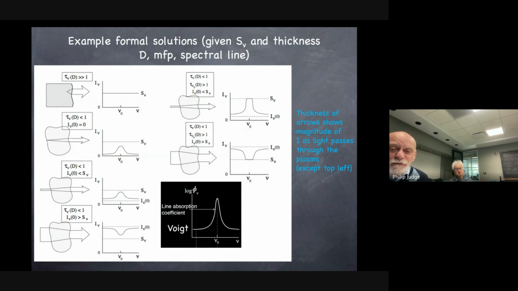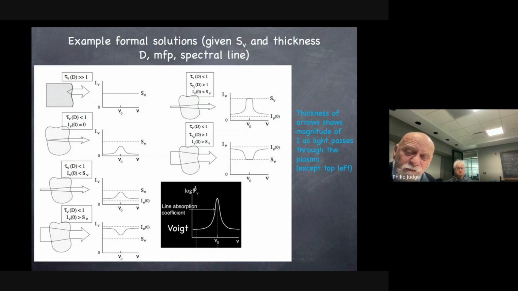Now, if on the other hand you have a condition where the intensity of radiation is so bright that it's bigger than the source function, then you get the next one down. And there you get another kind of saturation where it approaches the source function at optical depth unity, because we always see the source function at optical depth unity in the line.